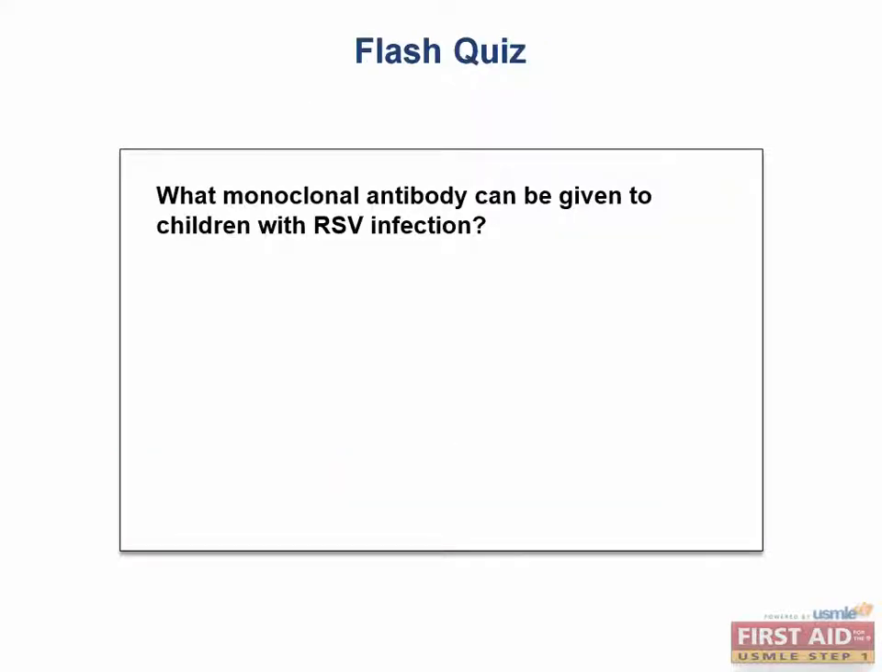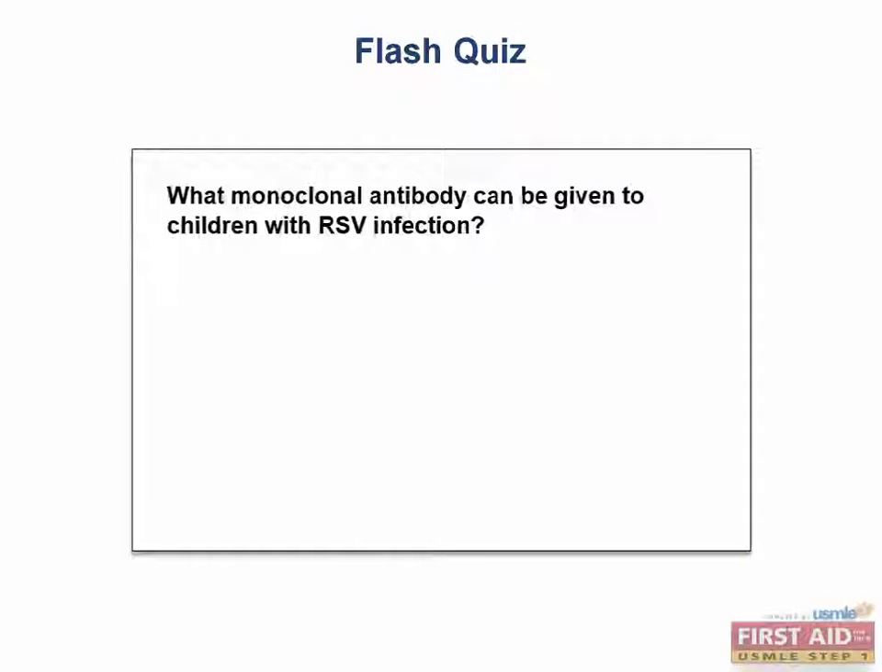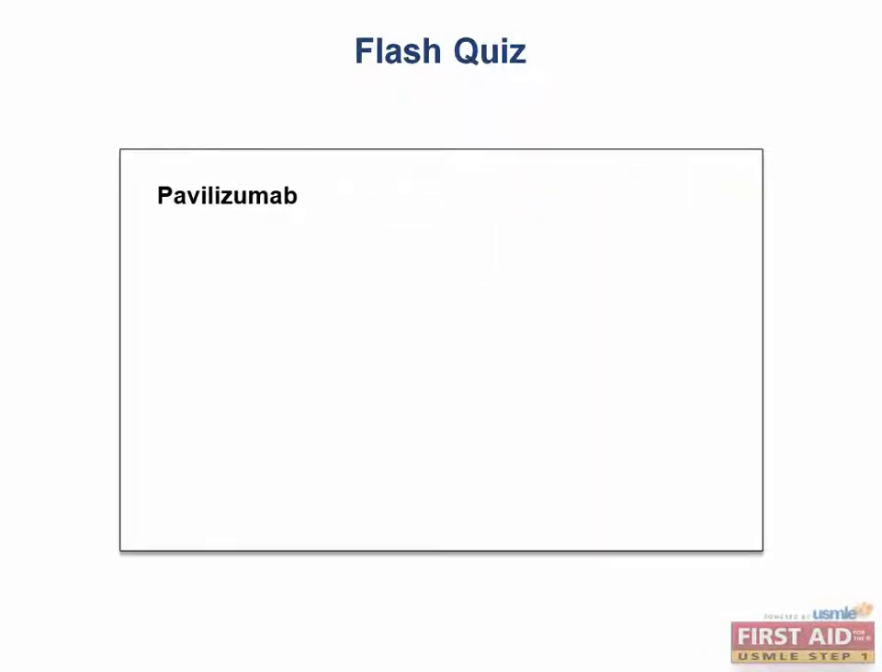Now time for a flash quiz. Which monoclonal antibody can be given to children with RSV infection? That would be palivizumab, the monoclonal antibody that binds to the F protein on the RSV virus, helping our immune system fight off the disease.